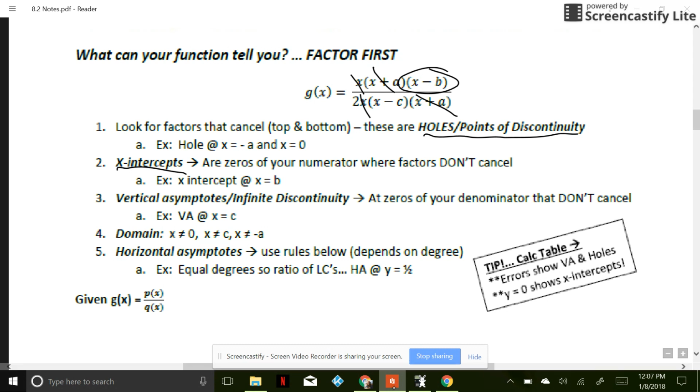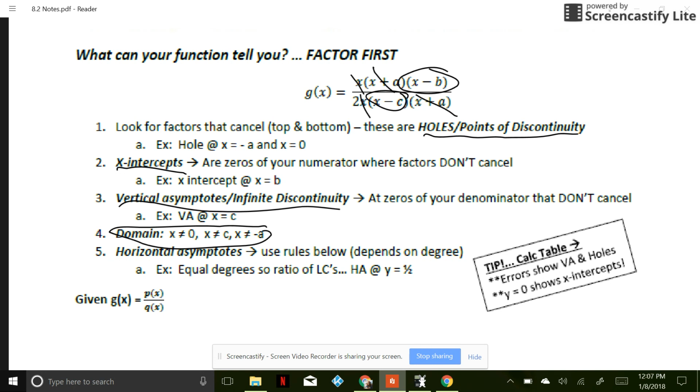Our vertical asymptotes, or the infinite discontinuities, are the zeros of the denominator that don't cancel. In this case, the x minus c. So that means we will have a vertical asymptote at x equals c. When you do your domain, it's very important. You'll have to include both the holes and the vertical asymptotes in the problem areas of our domain. So in this case, we'd have x not equal to 0, x not equal to c, and x cannot be equal to negative a.